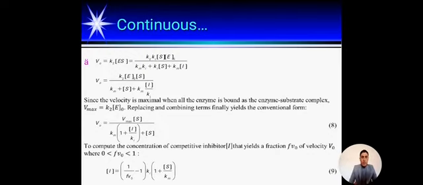To compute the concentration of competitive inhibitor that yields a fraction Fe0 of velocity, where Fe0 is higher than 0 and smaller than 1, we will get equation number 9. Equation number 9 is for competitive inhibition.